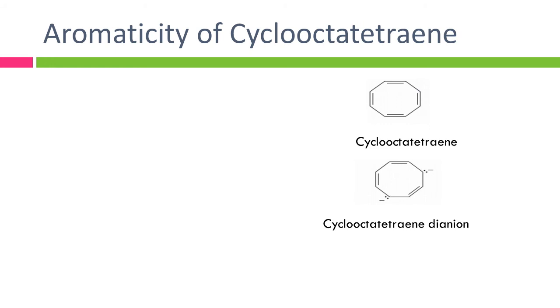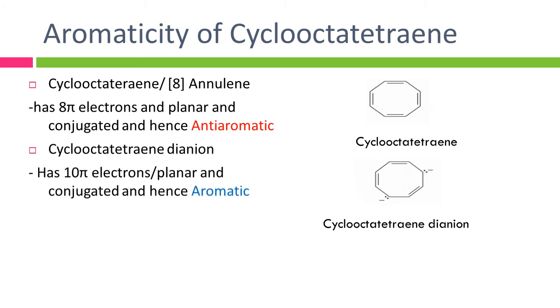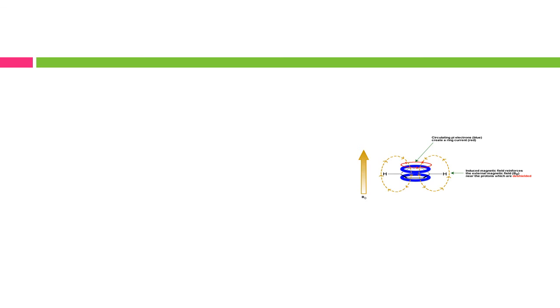Aromaticity of cyclooctatetraene. Cyclooctatetraene is otherwise 8 annulene, which, as we have seen already, is antiaromatic in nature. Cyclooctatetraene dianion has 10 pi electrons, and it is planar and conjugated, and hence it is aromatic.